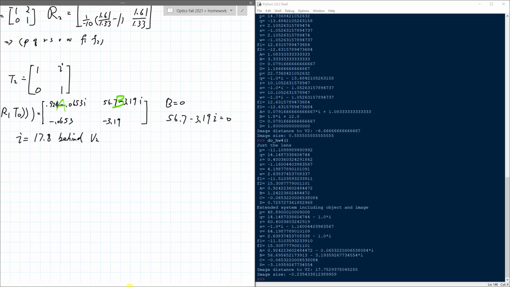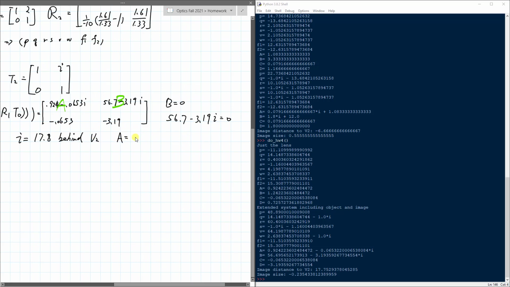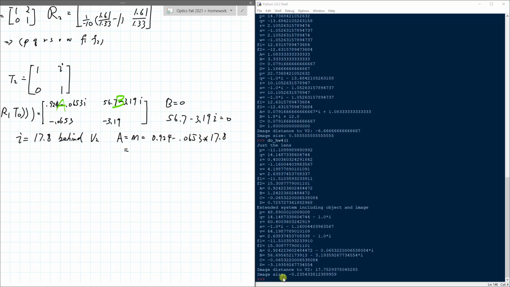Okay, anyway, so now we have I, and A, which is equal to the magnification, is equal to 0.924 minus 0.0653 times this I, 17.8. I already calculated that image size. Actually, not image size, I think that's image magnification.